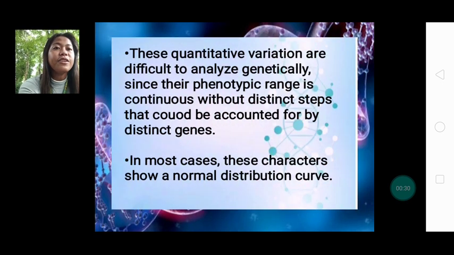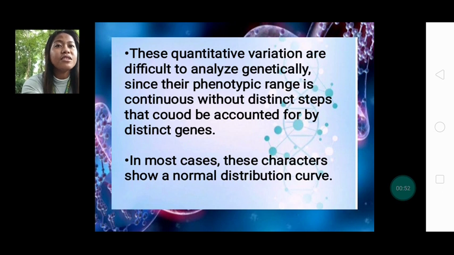These quantitative variations are difficult to analyze genetically, since their phenotypic range is continuous without distinct steps that could be accounted for by distinct genes. In most cases, these characters show a normal distribution curve. Because of the distribution pattern, it was first believed that the small differences were due to environmental differences.